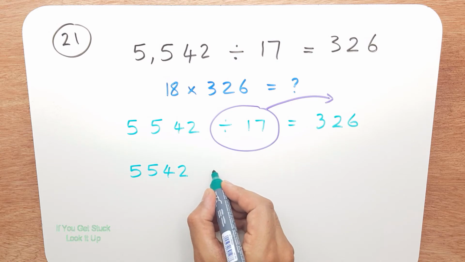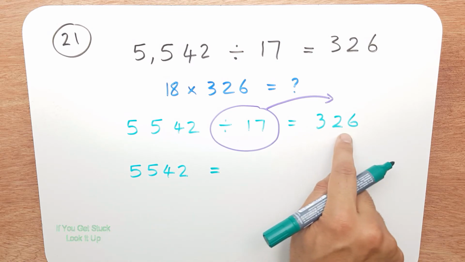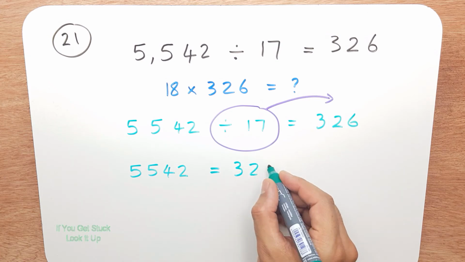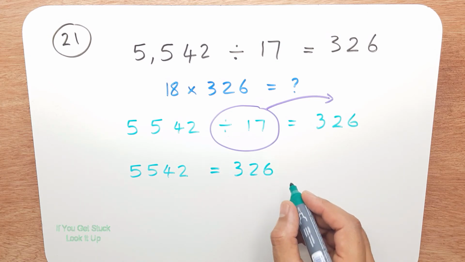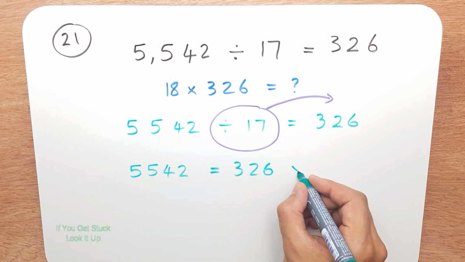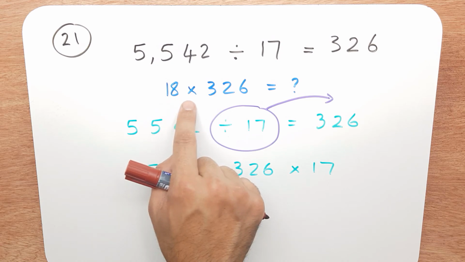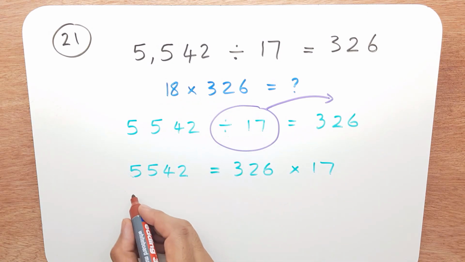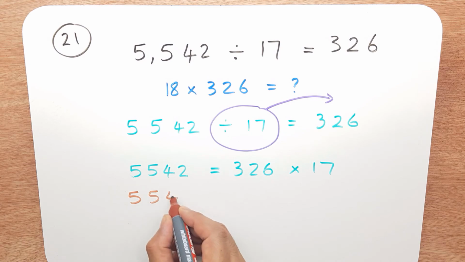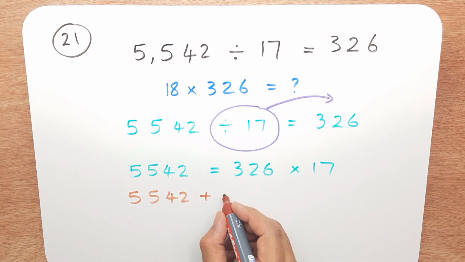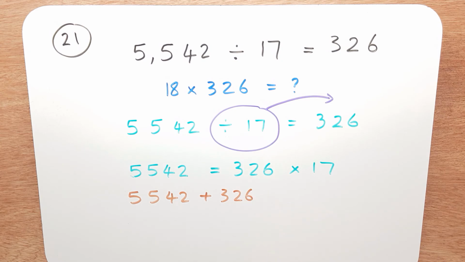5,542 is equal to 326, and that divide becomes a times 17. So now I know 17 lots of 326 is 5,542, and 18 lots of 326 will be 5,542 plus one more lot of 326. And that's the calculation we need to do.